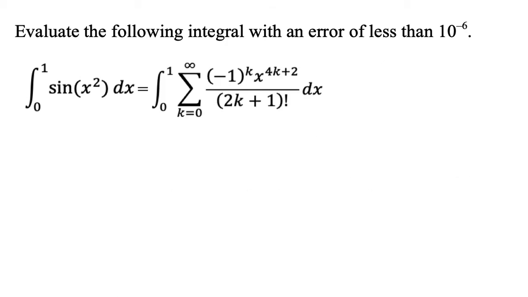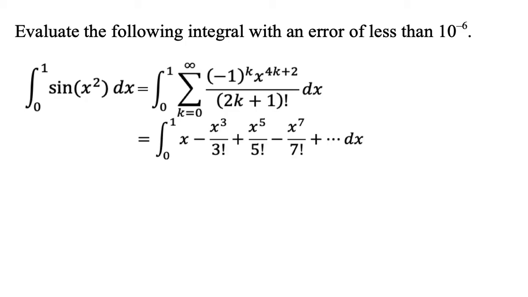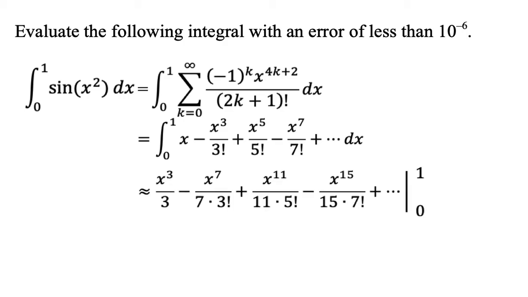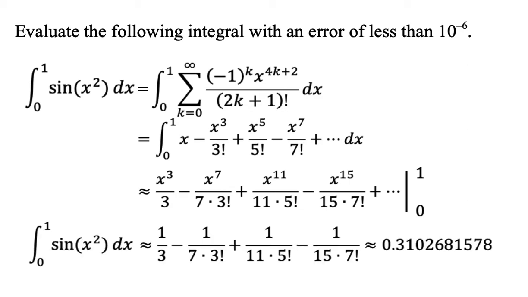Replacing sine of x squared with the summation and showing the first four terms, we can now do an antiderivative. So the integral from 0 to 1 of sine of x squared dx is approximately equal to x cubed over 3 minus x to the 7th over 7 times 3 factorial plus x to the 11th over 11 times 5 factorial minus x to the 15th over 15 times 7 factorial from 0 to 1. Substituting in and simplifying, we obtain that the approximate value is 0.310268158.